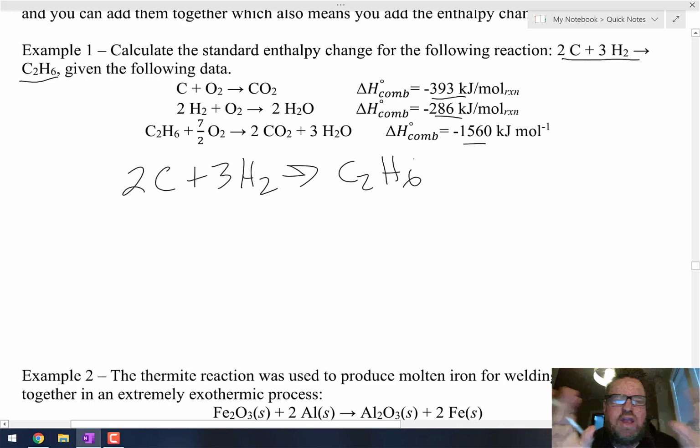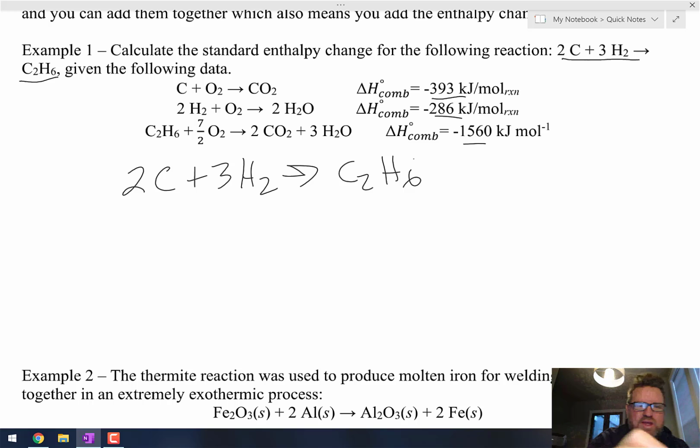Again, you can do anything you want to these equations. Typically, eventually we're going to add them all together. But other things you can do is you can double them, you can triple them, you can cut them in half, you can flip them one way or the other, and of course you can add them together.